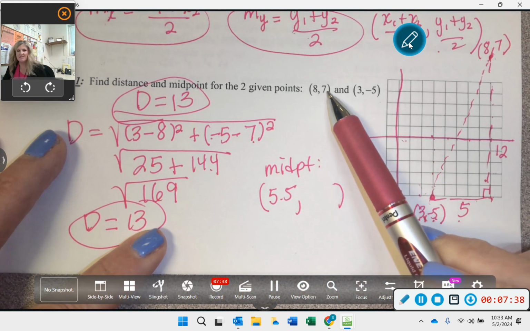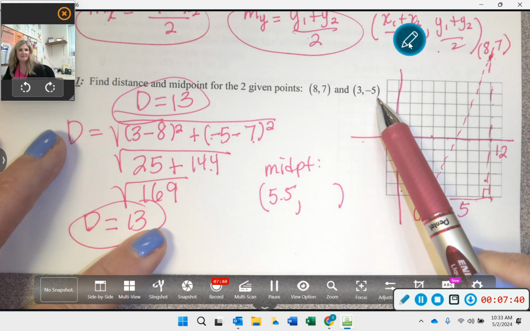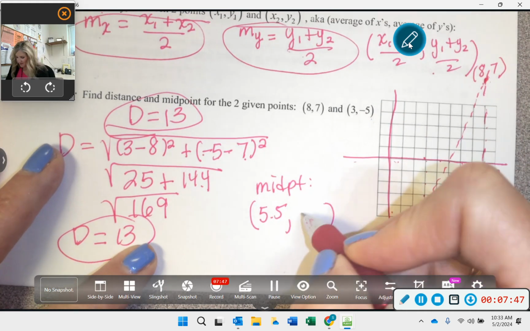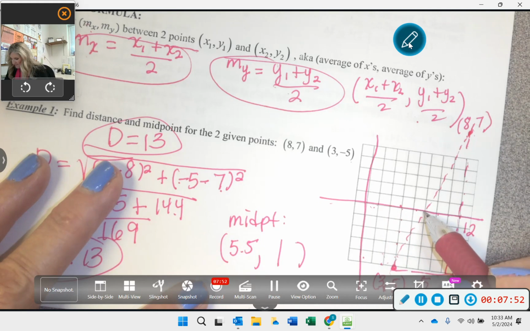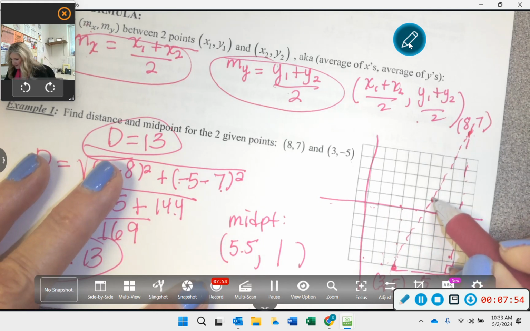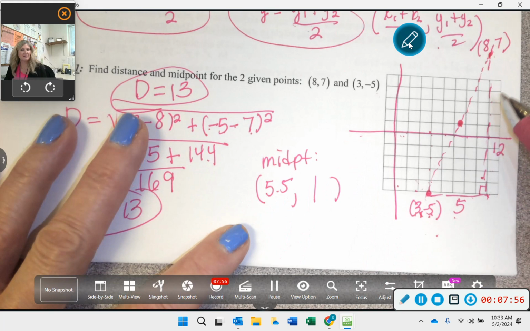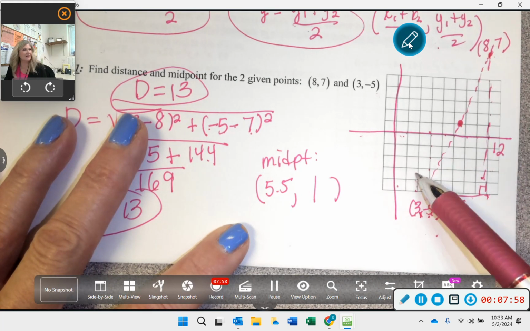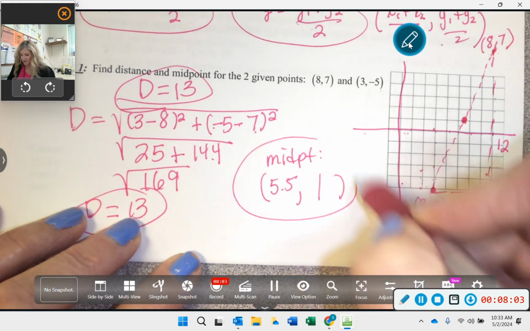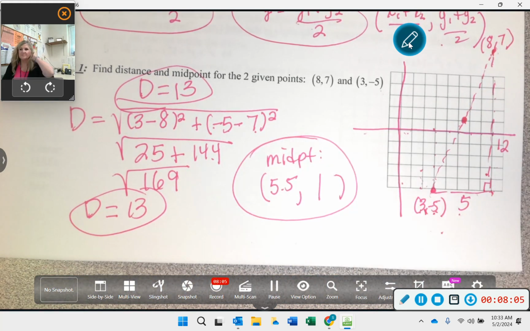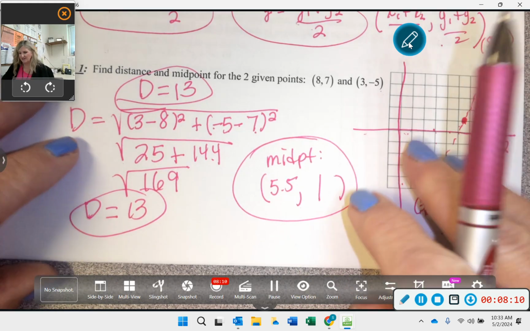What's in the middle of 7 and negative 5? Add them up and divide them by 2. What is it? 1. So we're saying that the point 5.5, 1 is the midpoint. Looks like it is, doesn't it? There's where the point 5.5, 1 is. So yes, we've got the midpoint. Question? All right, so you're going to need to do that.